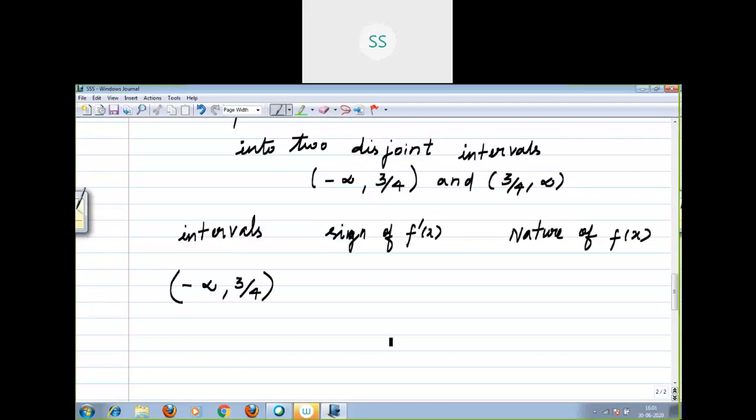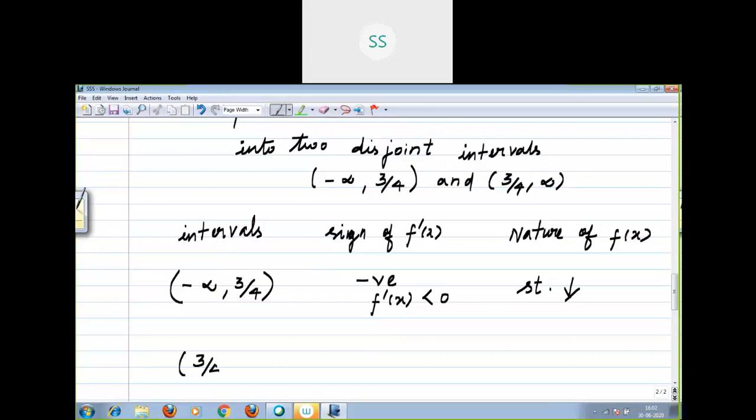Negative, right? If it is negative, the derivative is less than 0, that is f dash of x less than 0. Less than 0 means what is your conclusion? Yes, very good. Strictly decreasing. Then the next interval we divided?